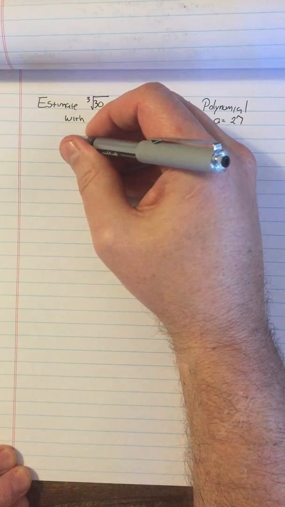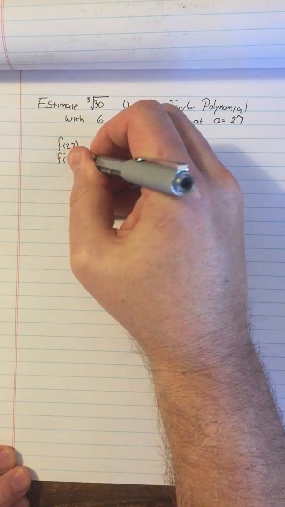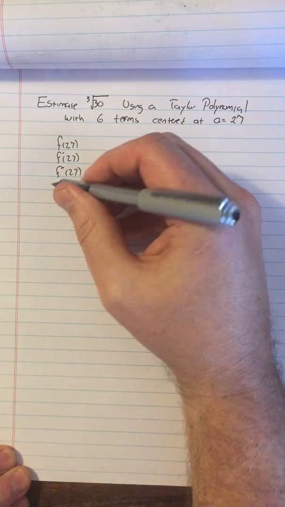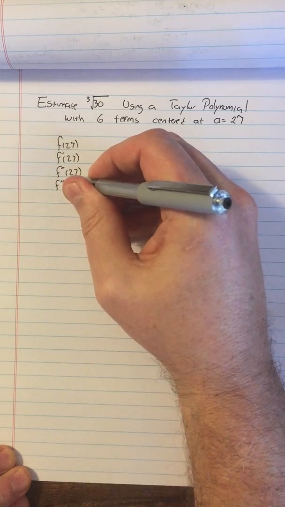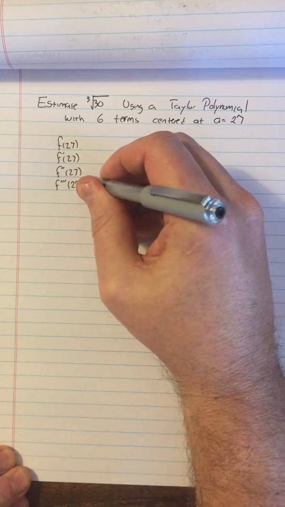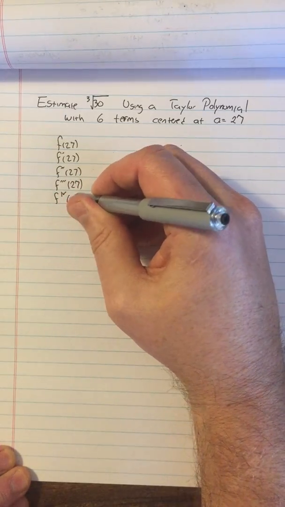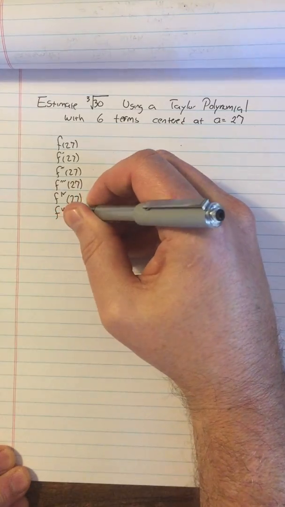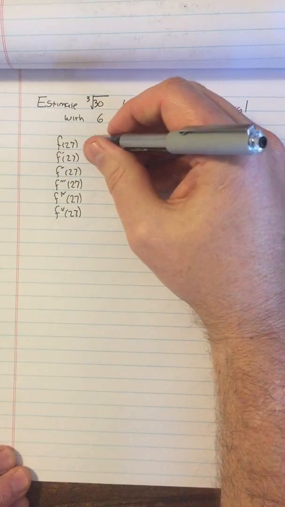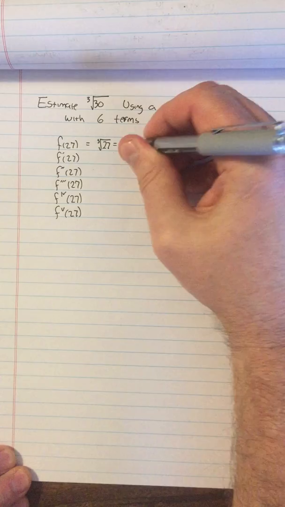I need to know f of 27 and f prime of 27 and f double prime of 27. And it says 6 terms, so we have to go up to f5, f triple prime of 27. This is sometimes called the 5th degree Taylor approximation. f4 of 27 and f5 of 27. All right, so to figure out what these things are, some of them are easy. f of 27 is the cube root of 27, which is 3, so that's easy.